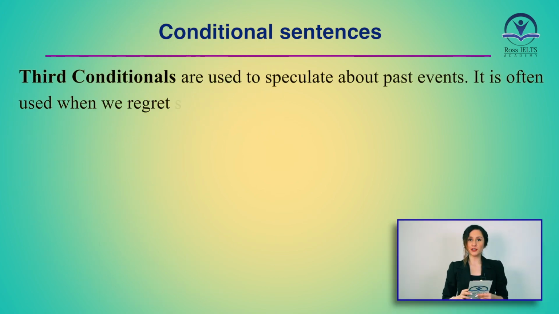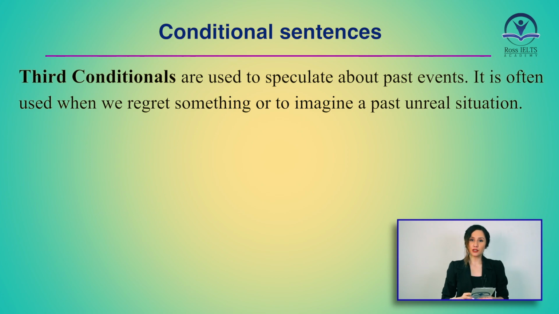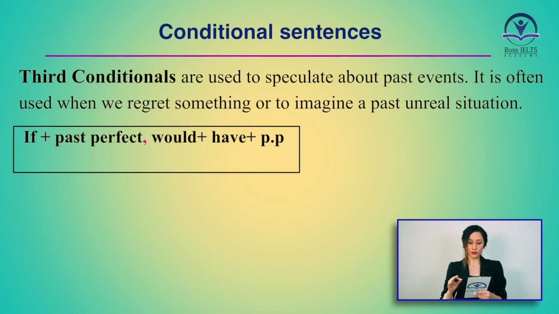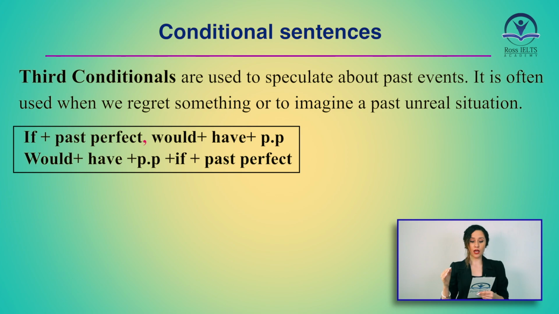Now let's talk about third conditionals. We use third conditionals to speculate past events. It means that you can talk about your past regrets or some unreal situations in past. So this is not something real or true or a fact that might happen. It is something that has not actually happened, and you're talking about it and regretting about it. For example, you can use this structure. If plus past perfect, comma, would have past participle, or would have past participle plus if plus past perfect.